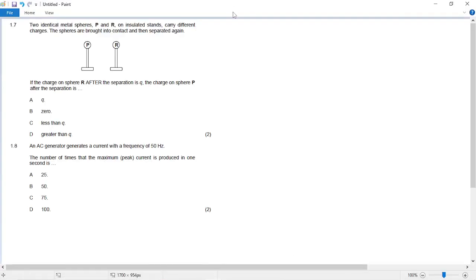Now here's the electrostatics question. Two identical metal spheres, P and R, on insulated stands carry different charges. The spheres are brought into contact and separated again. This is from grade 10, the law of conservation of charge, that says in any physical process, the net charge in an isolated system is conserved.